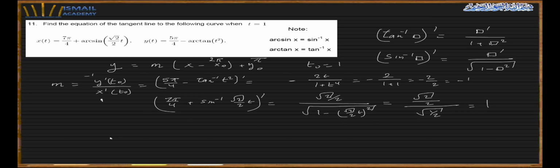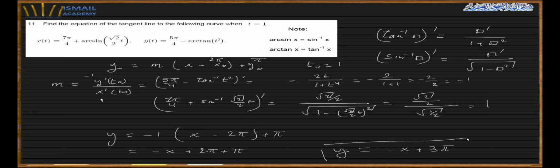So my final answer will be y equals minus 1 times x minus 2 pi, plus pi. Now with the minus, it's going to be just minus x plus 2 pi plus pi. So my tangent line will be just minus x plus 3 pi, and this will be your answer.